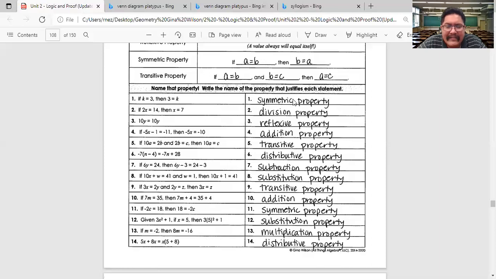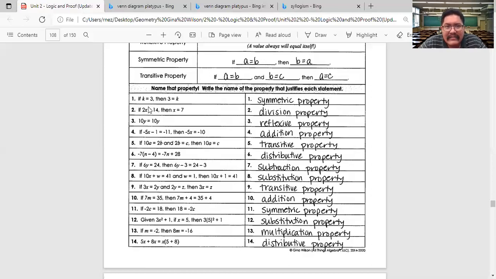Symmetric property. And symmetric, you kind of know what that means. Symmetric means that whatever's going on one side, it's going to be the exact same thing going on the other side. So it is going to be the same on both sides pretty much. All right, next one here.